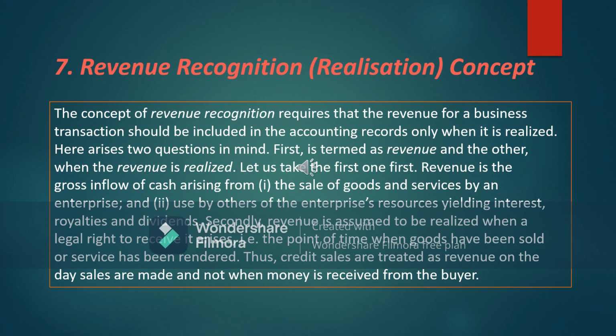So, if we have sold something, it doesn't matter when the third party has made the payment. If we have sold it and we realized that the sale has been done, at that point of time we will say the revenue is recognized or realized. So we will make the records at that point of time when we get to know that the revenue is recognized or realized. Thus credit sales are treated as revenue on the day sales are made and not when money is received from the buyer. Okay, so even if credit sales are there, that will be our debtor, but of course we will record it in our records at the same time. So that is called revenue recognition.